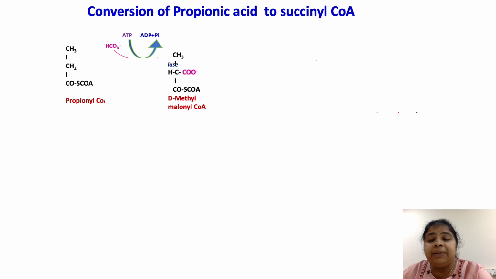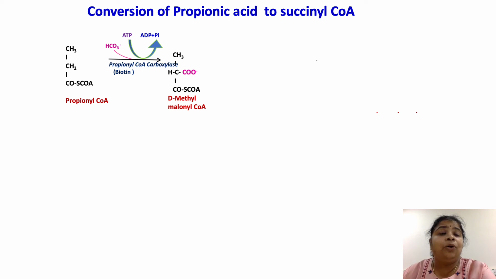So the first step is carboxylation of propionyl CoA. The source of carbon dioxide is a bicarbonate ion. The enzyme is propionyl CoA carboxylase and it requires biotin as the coenzyme for this step. This is an energy requiring process and propionyl CoA is converted to D-methylmalonyl CoA.